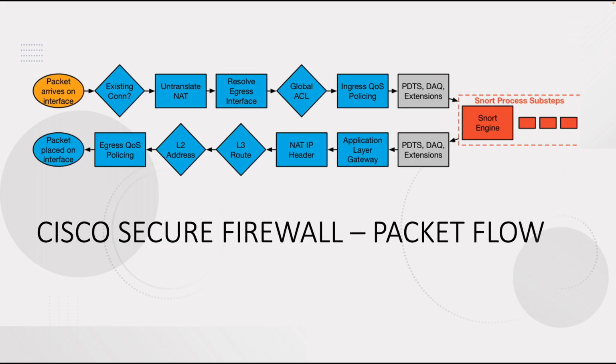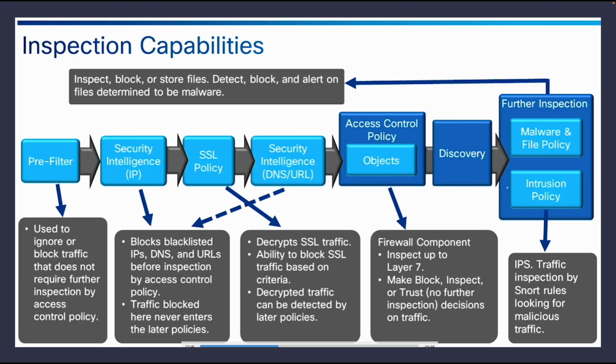So this is like an expanded version of this global ACL, right? In this step, we have a couple of inspections, and let's talk about this. First of all, we have the pre-filter. For the pre-filter, the default, we don't need to do anything. The default is analyze all traffic, right?